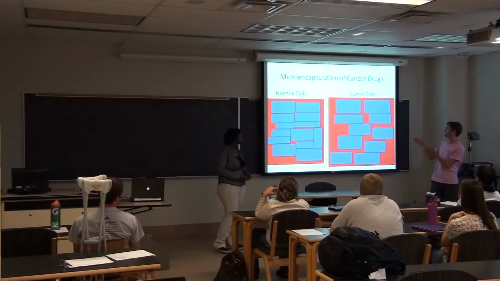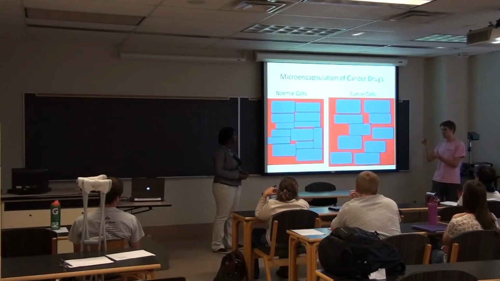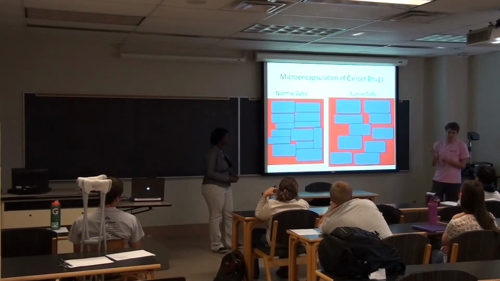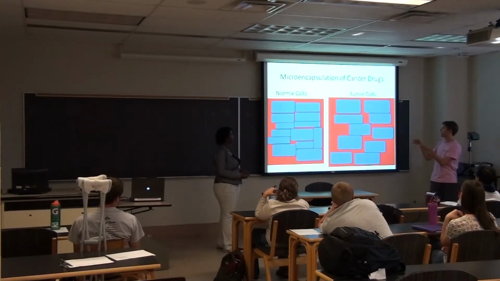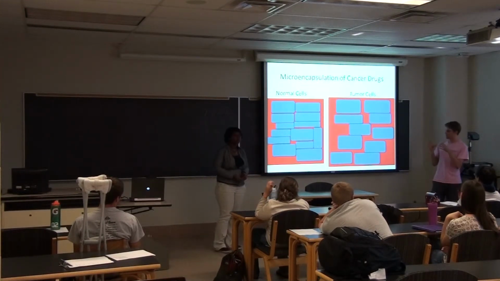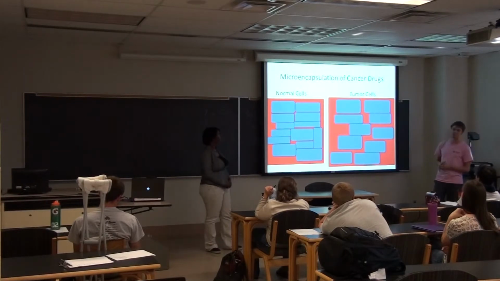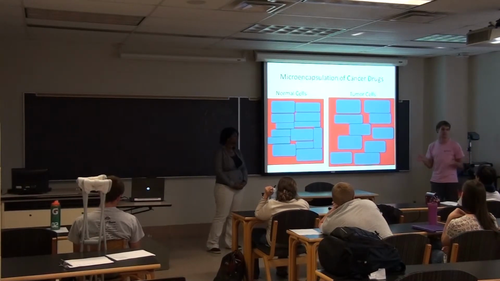So if there's more space between tumor cells, that means that something bigger can fit between them. So typical cancer drugs fit right between normal or tumor cells because they're so tiny. But if we encapsulate those cancer drugs, then they can only fit between the tumor cells, and they can't fit between the normal cells. And since they can't fit between the normal cells, they can't kill them. So all your normal cells stay alive.